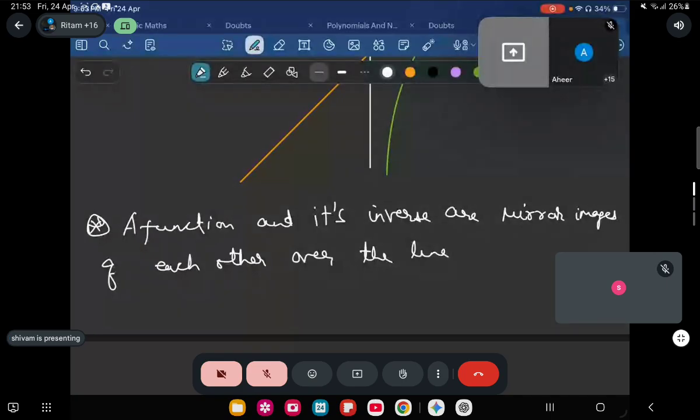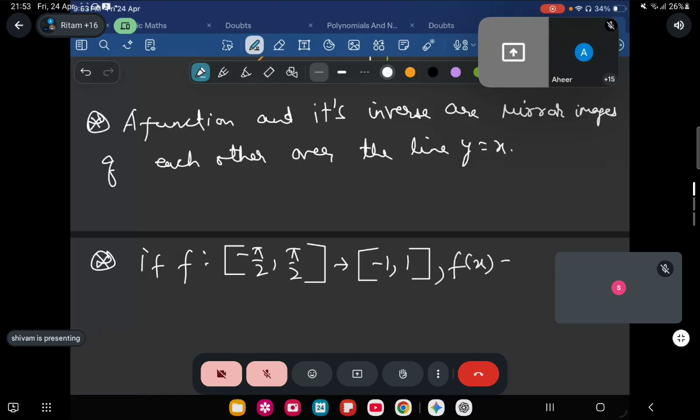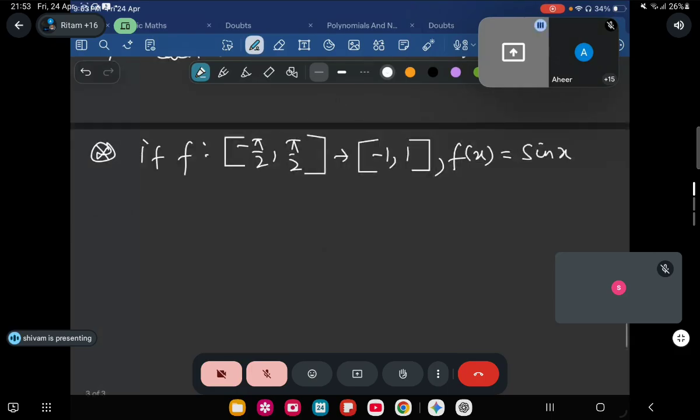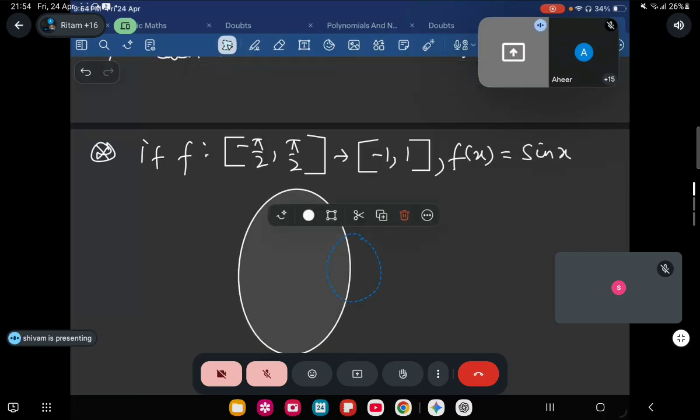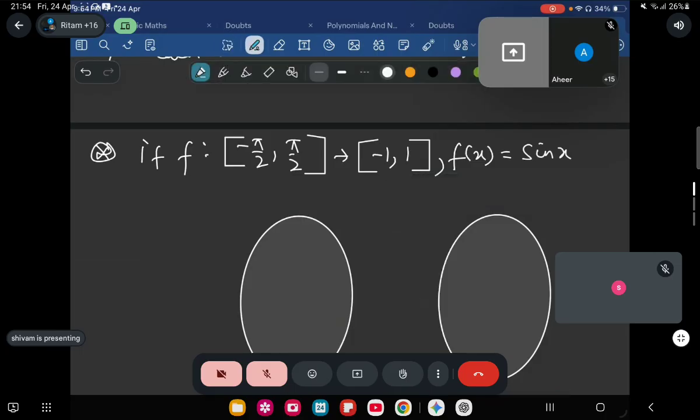If f maps minus pi by 2 to pi by 2 to minus 1 to 1, f of x equal to sine x, then this is how the mapping will look, from set A to set B. F is defined from set A to set B.